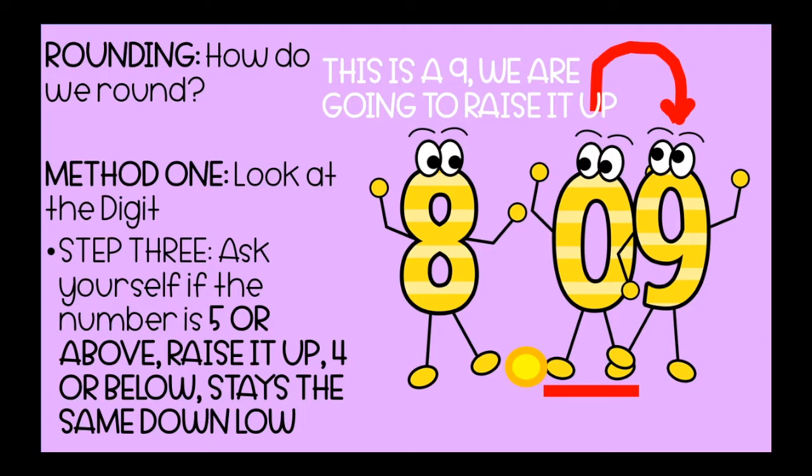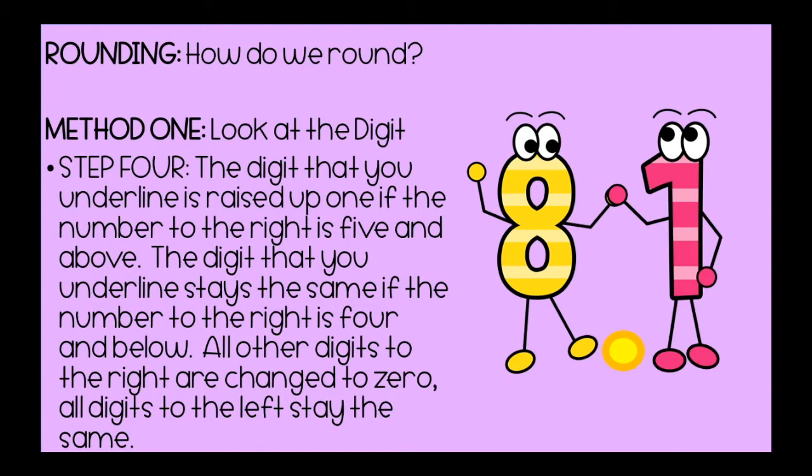Now let's say instead of a 9 there was a 4. What would happen is our 0 would stay the same and we'd just get rid of the hundredths place. Step 4, the digit that you underline is raised up 1 if the number to the right is 5 and above, and the digit that is underlined stays the same if the number to the right is 4 and below.